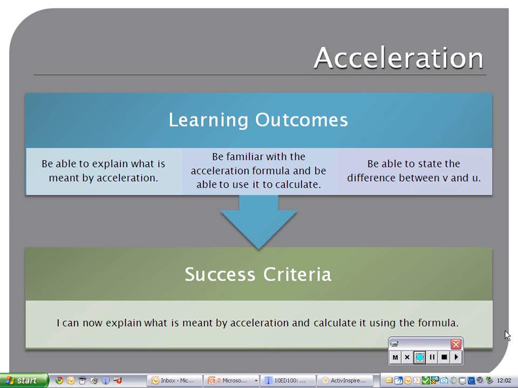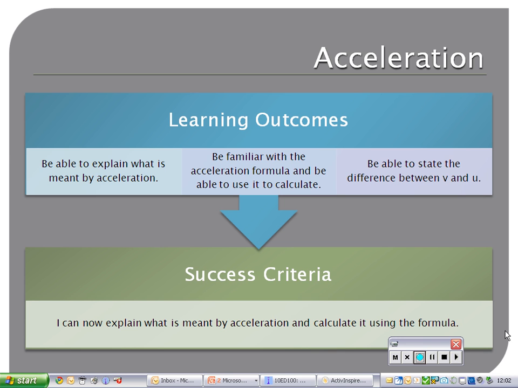Now we're doing acceleration. Acceleration takes the concept of what speed is and allows us to do some more calculations and investigate what's actually happening. So the first thing we need to think about is being able to explain what is meant by acceleration, and then be familiar with the acceleration formula and be able to use it to calculate, and be able to state the difference between v and u.